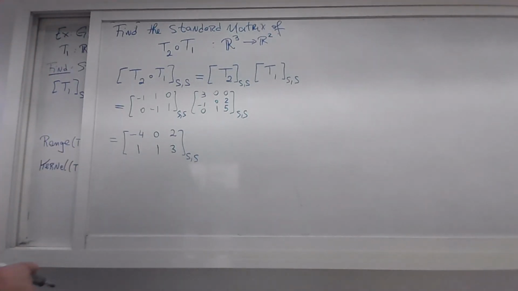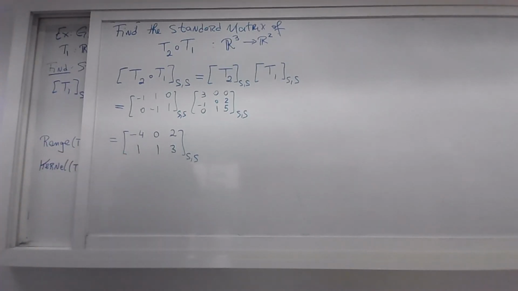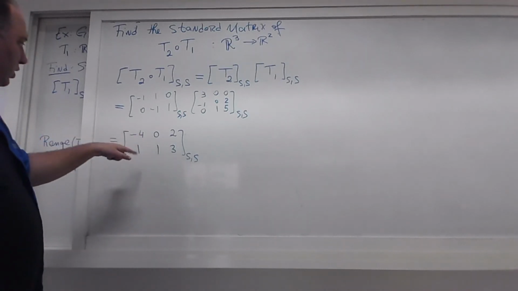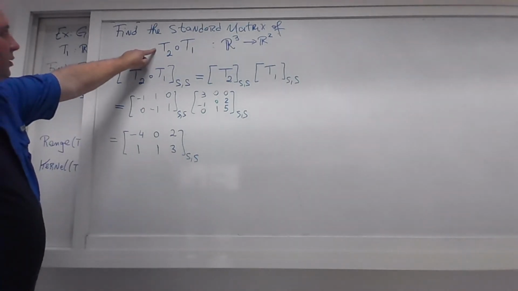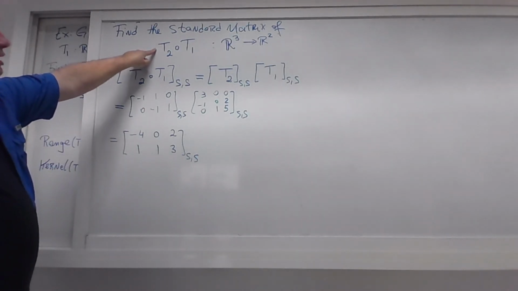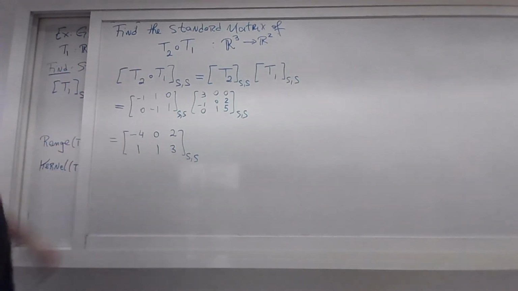So obviously, again, we could find the kernel and the null space. That's not a problem. And also range, that is the column space of this matrix, which will be R2. So no need to do that unless it is asked. So we have this composed linear transformation, and its standard matrix is this one.